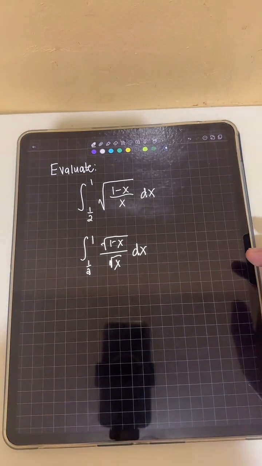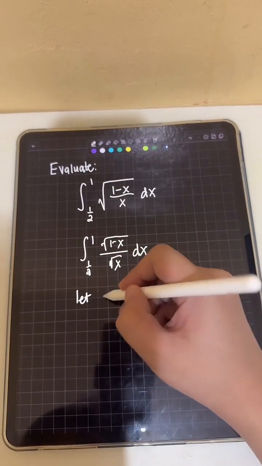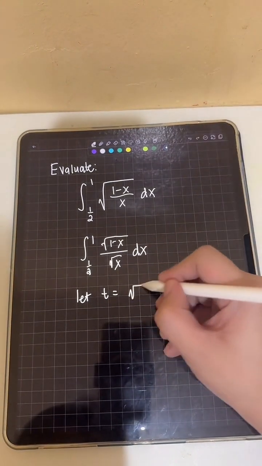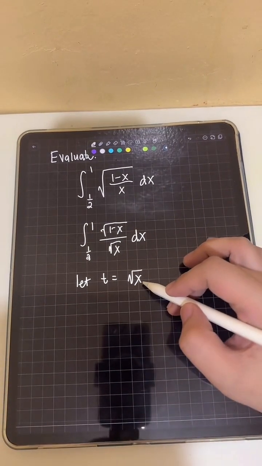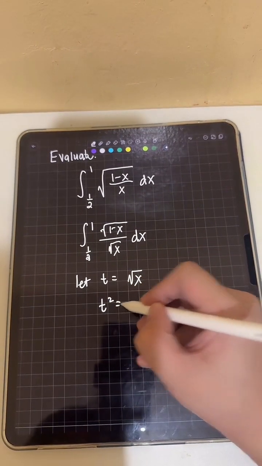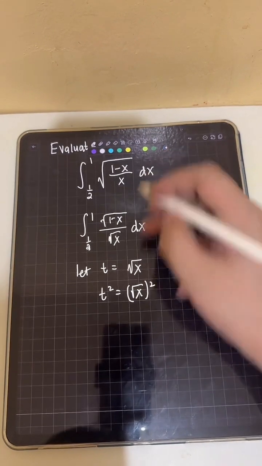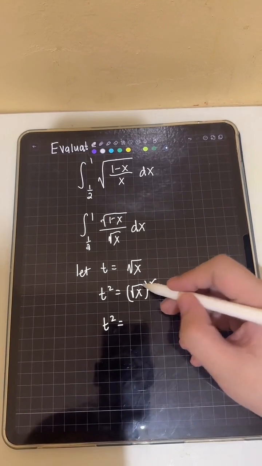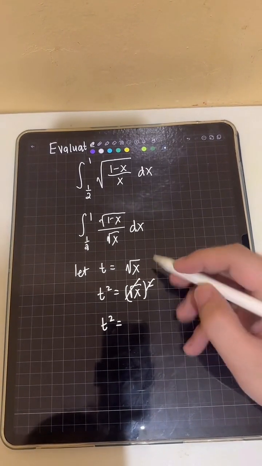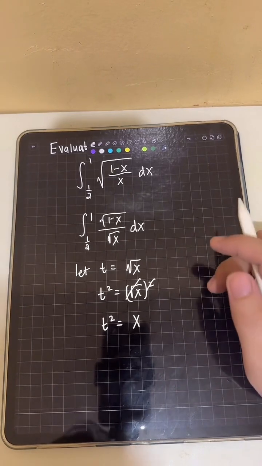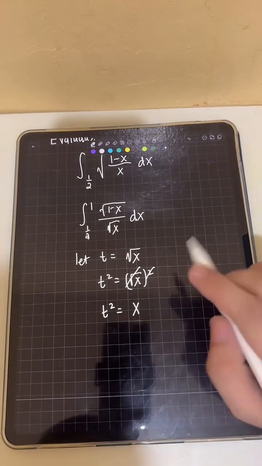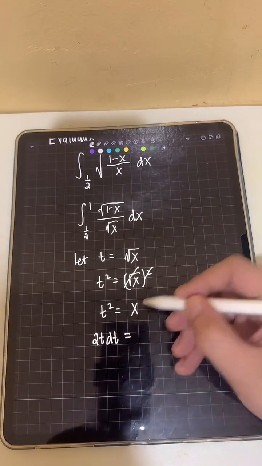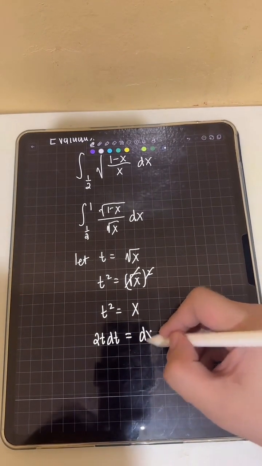And then I will use substitution. Let's say t equal to the square root of x. Removing the square root in the x, I will square both sides of the equation. So I will have t squared equal to the square root of x squared. Canceling out the square root with the square, we will have x. Then we can get the derivative of both sides. So the derivative of t squared, that's 2t dt, equals the derivative of x, dx.